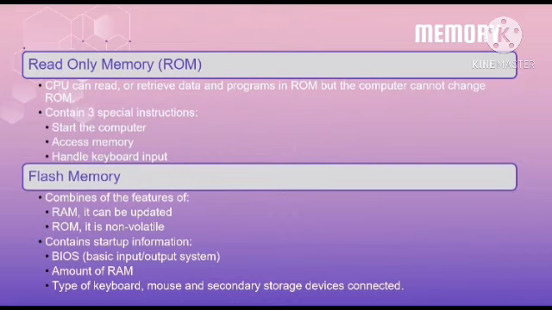And the last one is flash memory. Flash memory combines the features of RAM, which means it can be updated, and ROM, which means it is non-volatile memory. Flash memory contains startup information. For example, the first one is BIOS, which means basic input or output system. The second one is the amount of RAM, and the third one is the type of keyboard, mouse, and secondary storage devices connected.